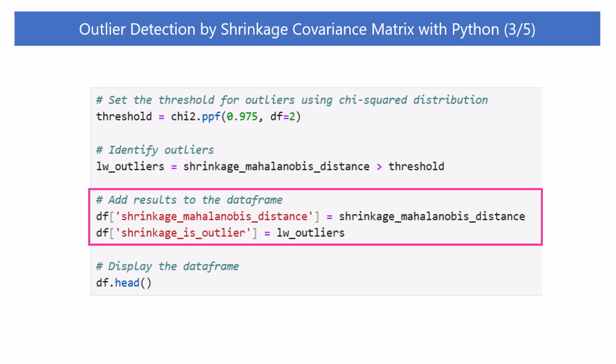Finally, we store the Mahalanobis distances calculated using the shrinkage covariance matrix and the outlier detection results in the data frame df. This data frame df was used in the previous section, where it stored the Mahalanobis distances and outlier detection results calculated using MCD. By adding the results from this section to df, we can easily compare the results of the two methods, MCD and the shrinkage covariance matrix.